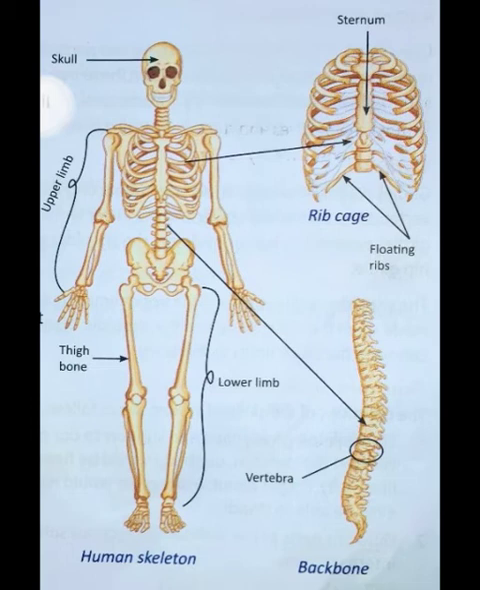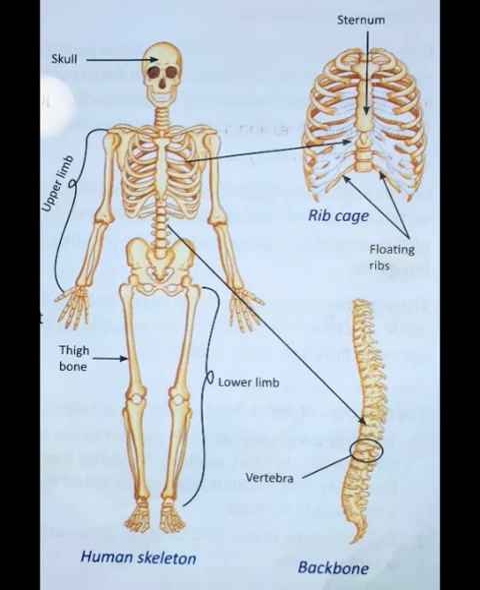Next, listen, rib cage. Second picture is a rib cage. Ribs are thin and curved bones that form a cage in the chest called the rib cage. Rib cage is a cage-like structure. The rib cage protects our heart and lungs. Which part protects the heart and the lungs? The rib cage. The rib cage protects our heart and lungs.